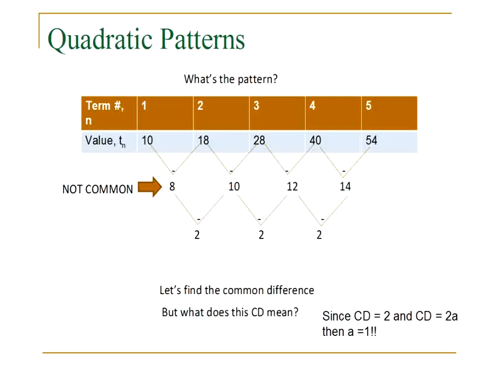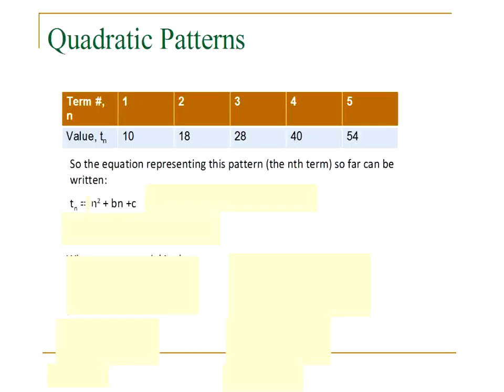So let's go back to our example. We had these numbers, 10, 18, 28, 40, 54. And what we had was a common difference of 2. Well, now that I know that, the A is 1. So I have found 1 out of 3 constants. Here's the 1. The equation now is Tn equals 1n squared plus Bn plus C. Well, what I need to do now is find the B and the C.